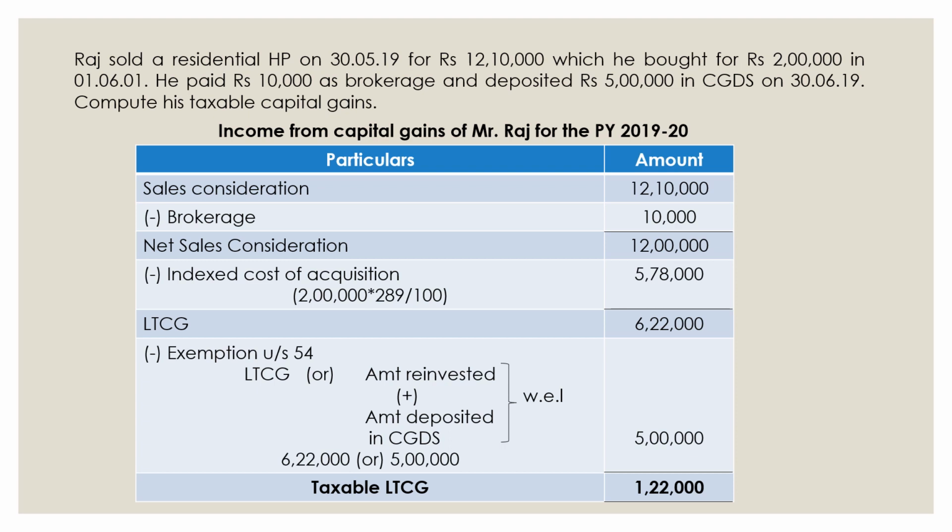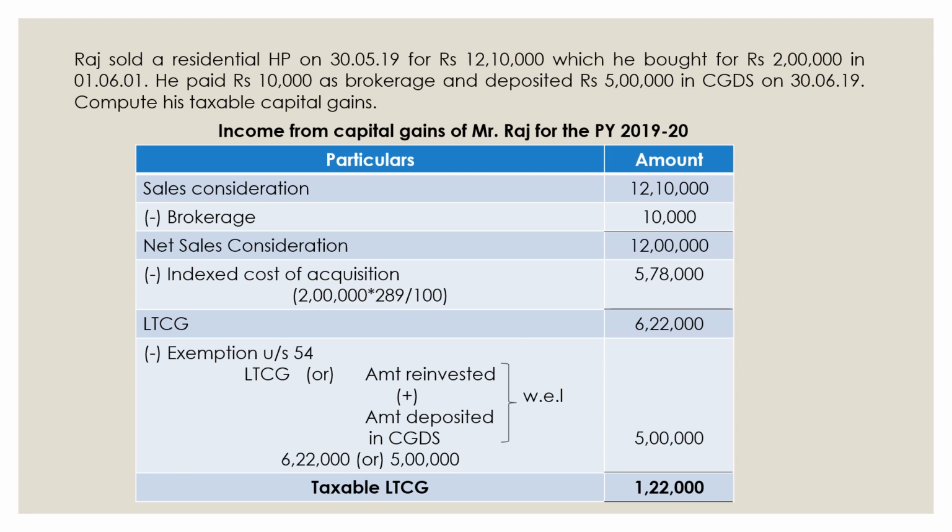The format, as we saw in our previous video, for long-term capital gain: sales consideration minus brokerage will give you the net sales consideration. Since this is a long-term capital asset, the cost of acquisition needs to be indexed. Now, how will you index the cost of acquisition?